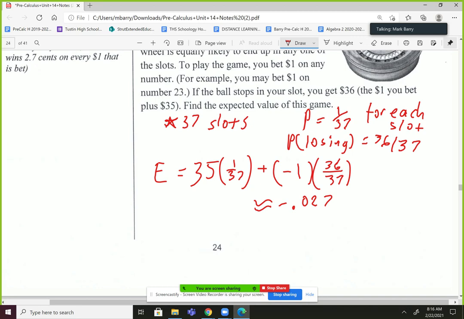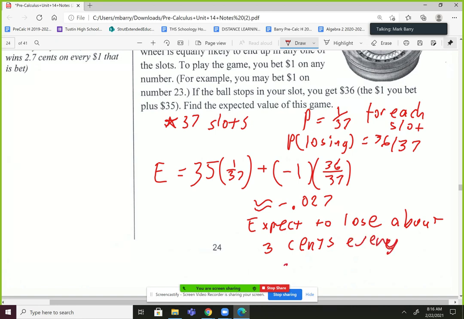So you can expect to lose, let's say about 3 cents for every dollar you bet. It's actually a little less than 3 cents, correct? I said about, so I feel like I'm covered there.